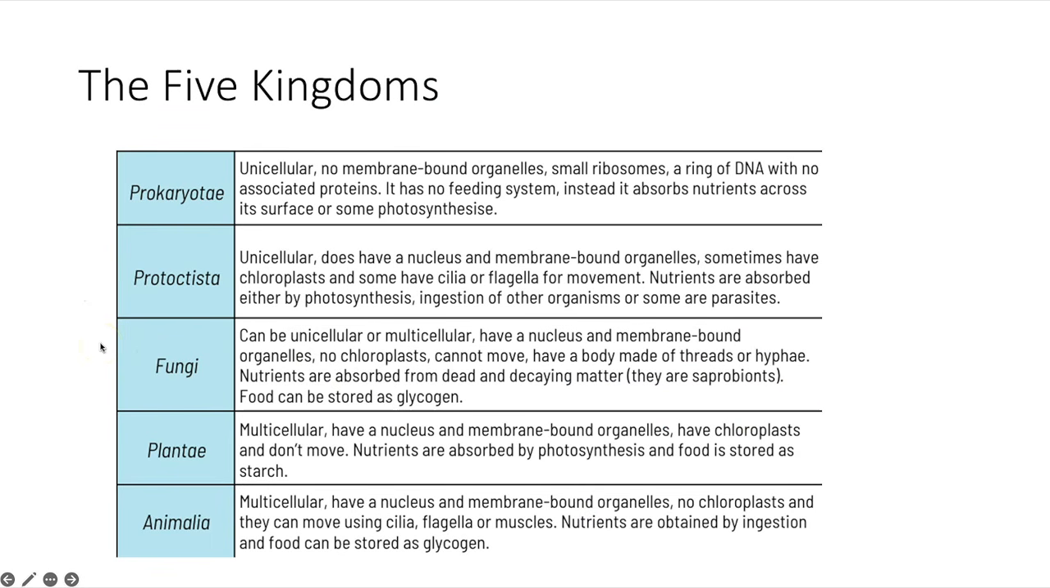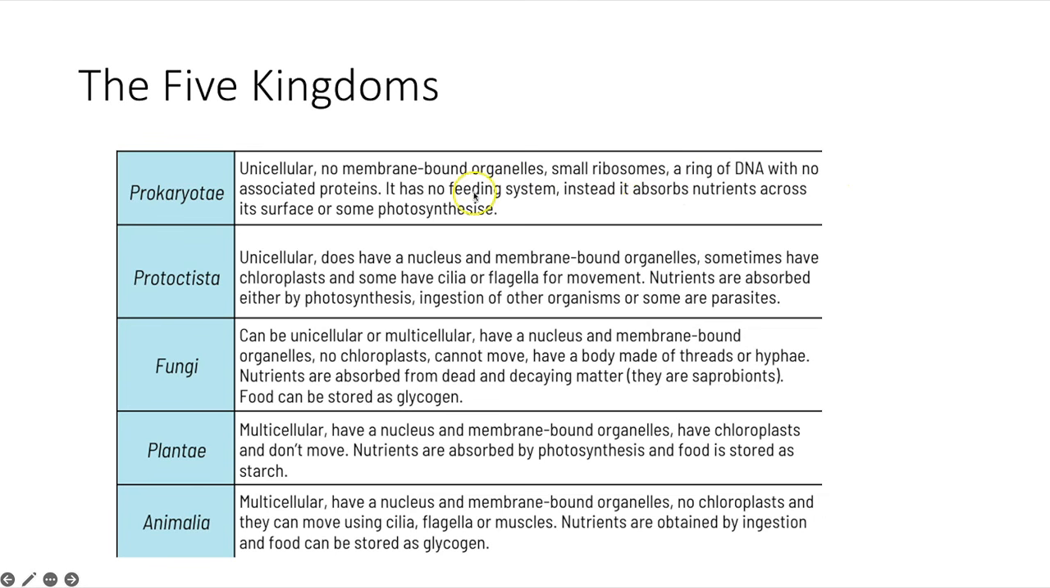The next taxon down from domain is kingdom, and we can split that into 5 different kingdoms. We have the prokaryote, the protoctistae, the fungi, plantae, and animalia. So the prokaryote, that is our unicellular, no membrane-bound organelles, small ribosomes.